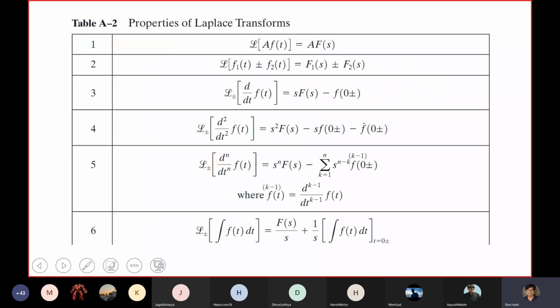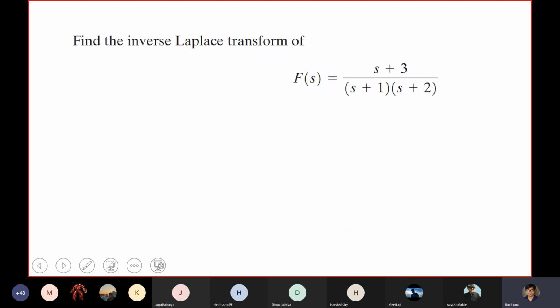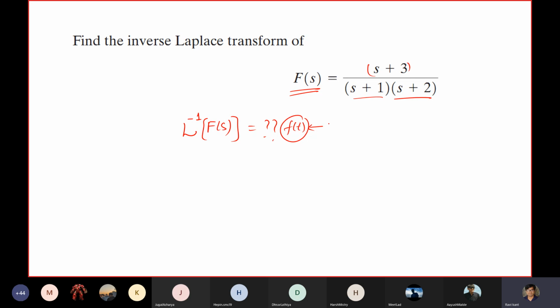Now let us take one quick example. Take a paper and pen. Here is my F(s) as (s plus 3) by (s plus 1) times (s plus 2). I want to take an inverse Laplace transform. Inverse is written as L inverse of F(s). The inverse Laplace transform of F(s) gives me f(t). So I want to estimate this function. What is my f(t) actually? Can somebody do this for me? How can we proceed?